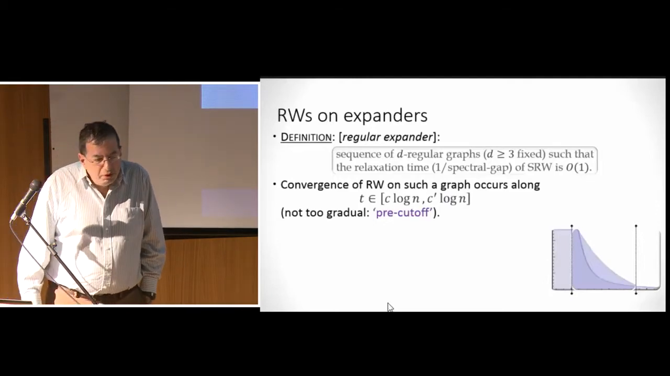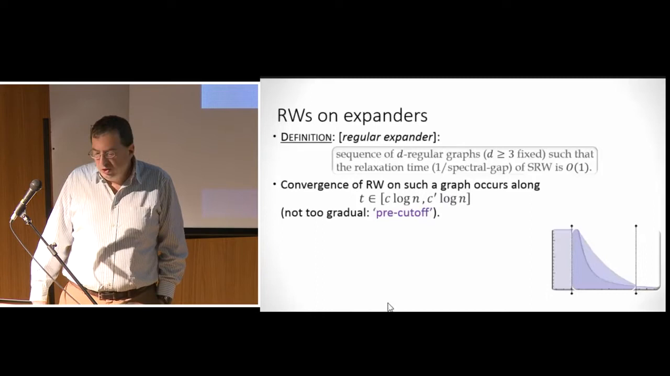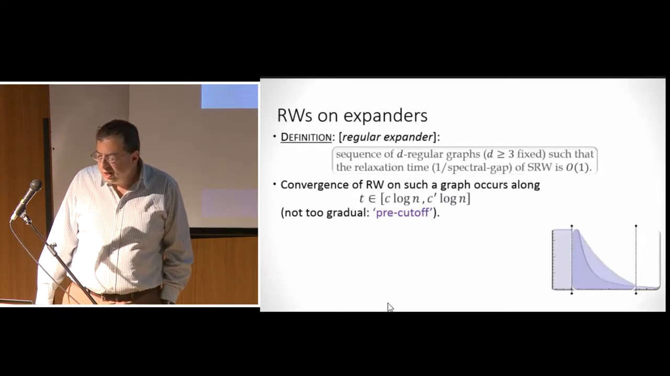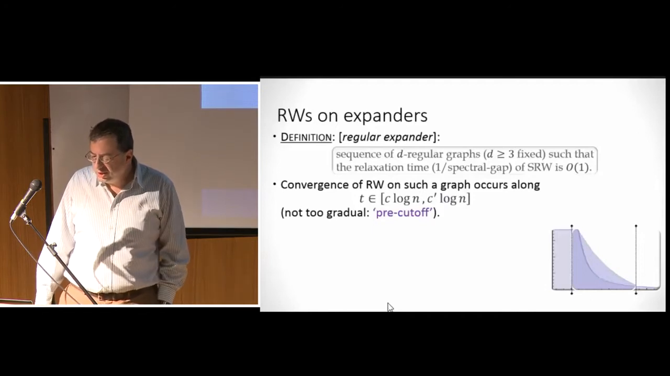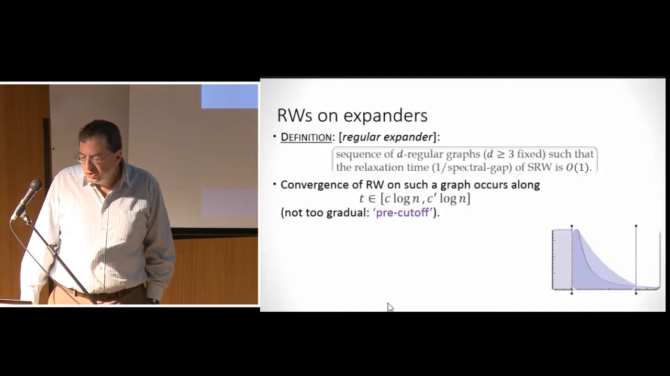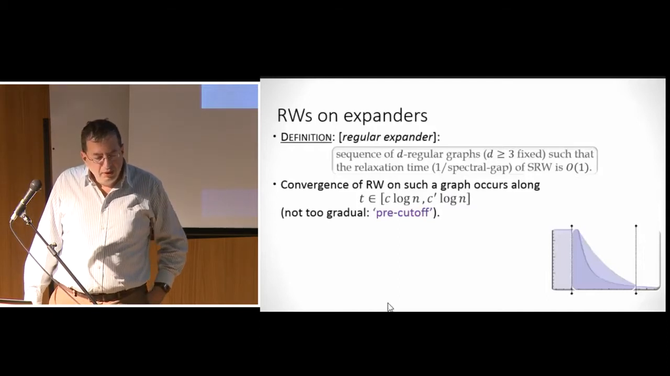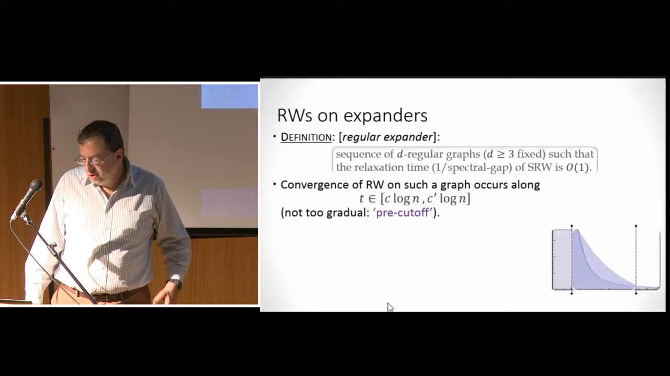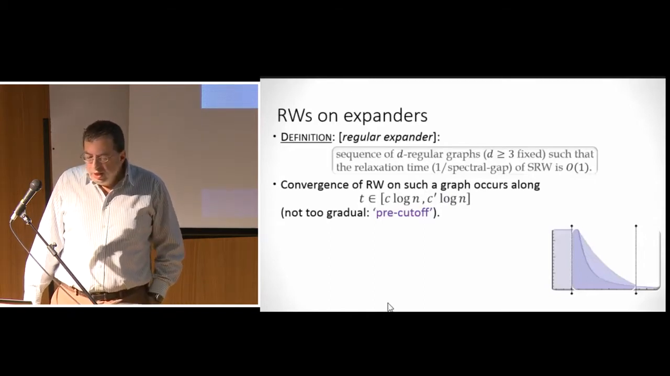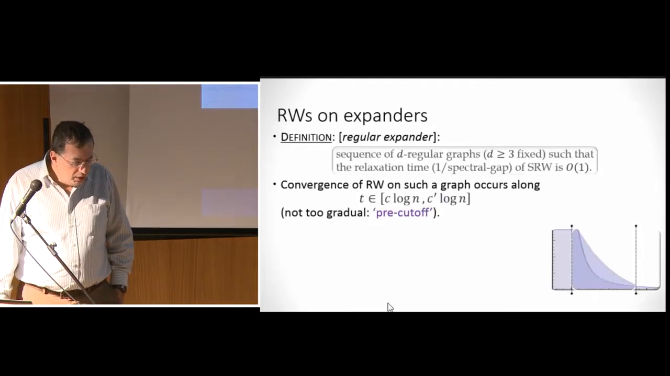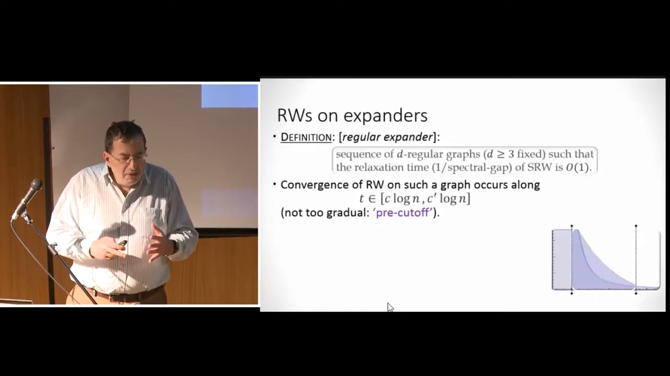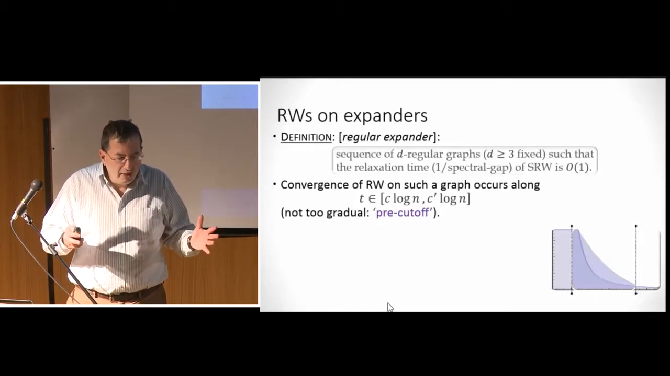One setup that looks simple is a regular expander. So we have an expander graph, as mentioned in Latti's talk. We're going to think of a sequence of d-regular graphs such that the spectral gap is bounded below, or in other words, the relaxation time, which is the inverse spectral gap, is bounded above. In such graphs, we know that on the one hand, the diameter is log n, so the mixing time is at least constant times log n.